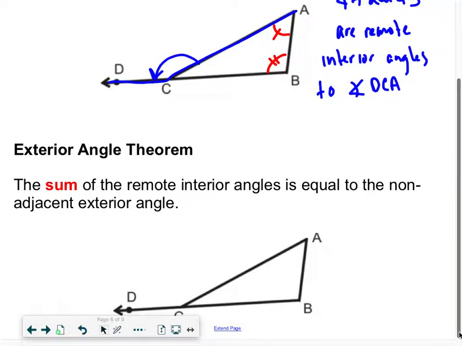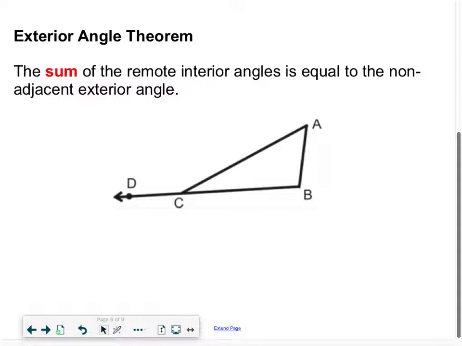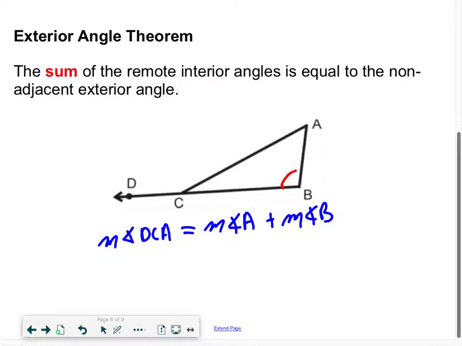Which then leads us to the exterior angle theorem. This one you're going to use a lot whenever you're solving for missing measures of a triangle. And this one says the sum of the remote interior angles is equal to the non-adjacent exterior angle. So using the same picture as before, what the theorem is saying is that the measure of angle DCA equals the sum of the remote interior angles. So in fact, if I add these two angles, that sum results in this exterior angle.